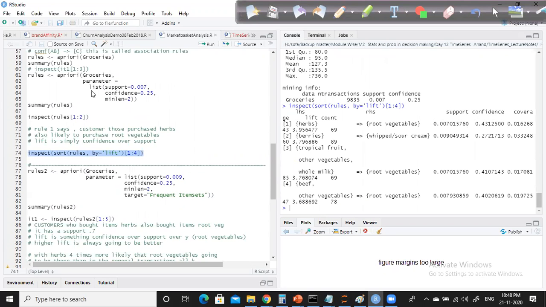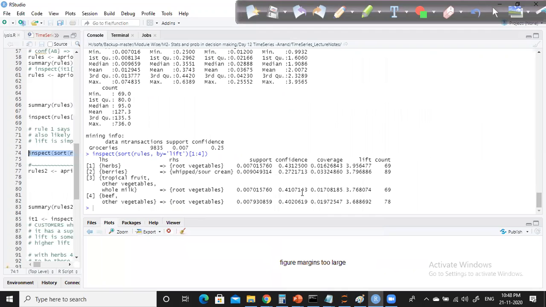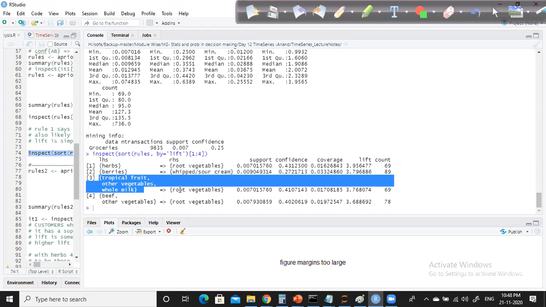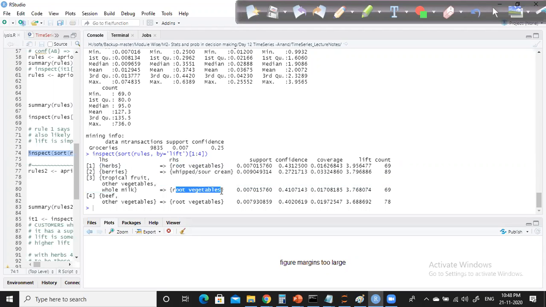Yeah, this is the one which gives me the association rules, along with the support, confidence, and coverage. Here it shows the left-hand side and right-hand side. Whenever customers purchase herbs, they also purchase root vegetables. Whenever they purchase berries, they also purchase whipped sour cream. Whenever they purchase these three things together, they also purchase root vegetables. And beef and other vegetables, they purchase along with this one.